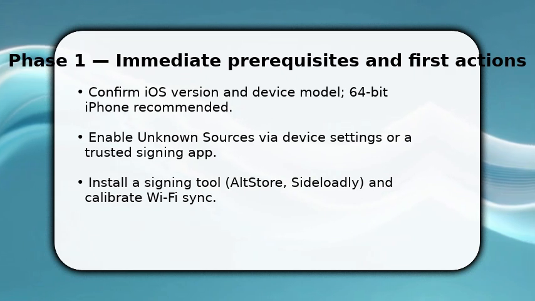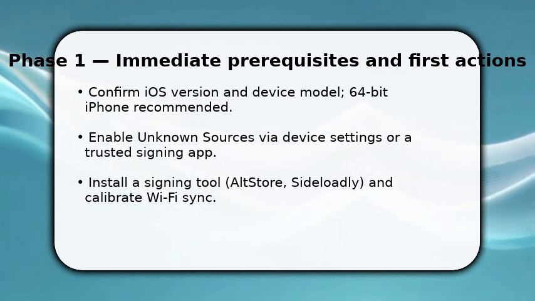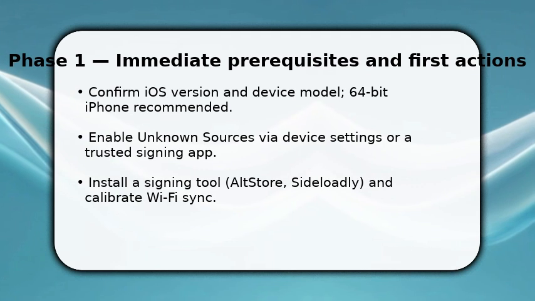Once the signing app is ready, open it and set up Wi-Fi sync or a USB connection. This allows you to sideload files. Make sure you have a valid Apple ID for signing and keep it ready for the next step.